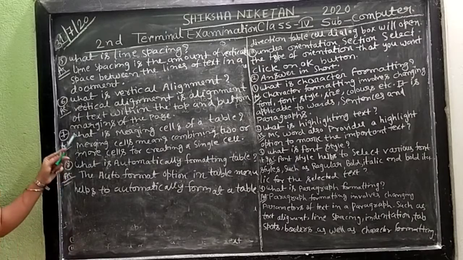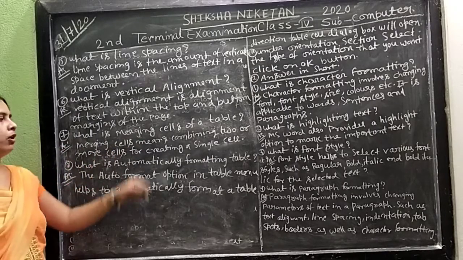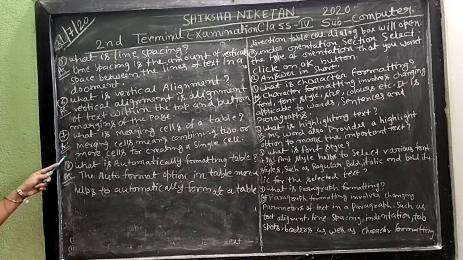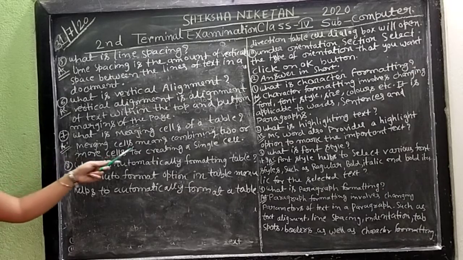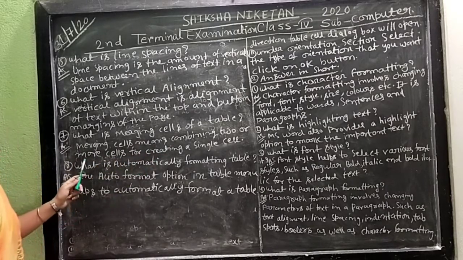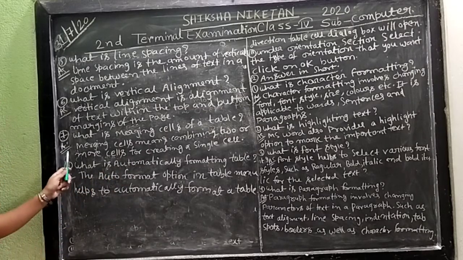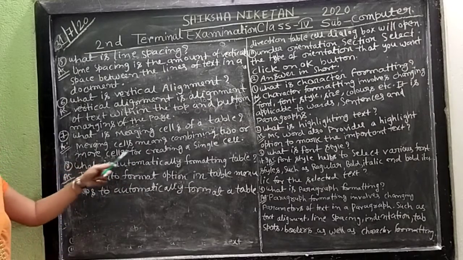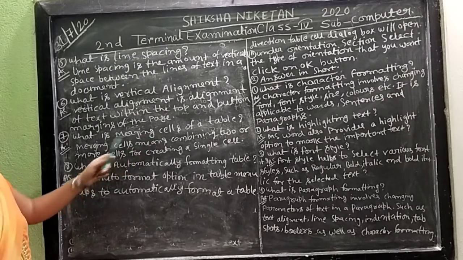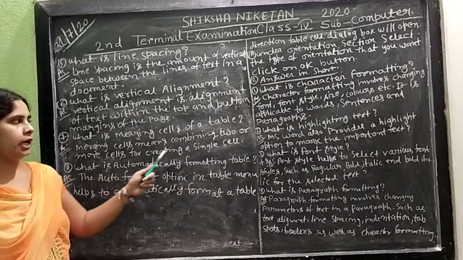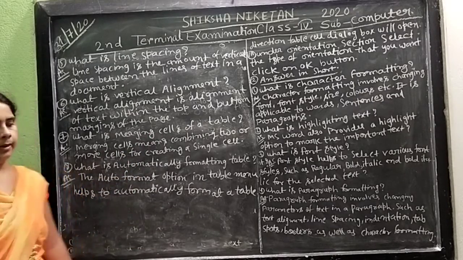Question number 7. What is merge cell of a table? Answer is here. Merge cell means combining two or more cells for creating a single cell.